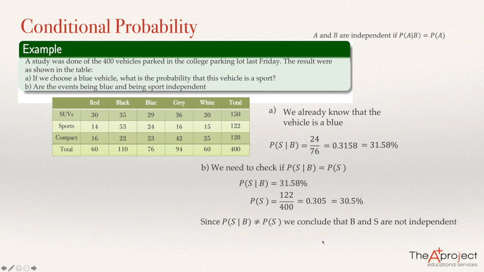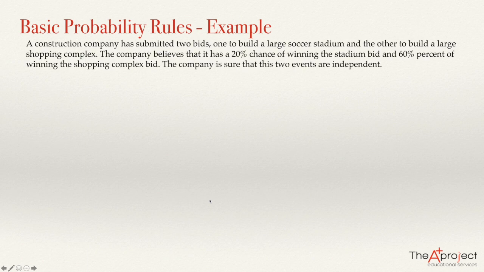Let's see now another example of application of this rule of probabilities, different from these tables. A construction company has submitted two bids, one to build a large soccer stadium and the other to build a large shopping complex. The company believes that it has a 20% chance of winning the stadium bid and 60% of winning the shopping complex bid. The company is sure that these two events are independent.